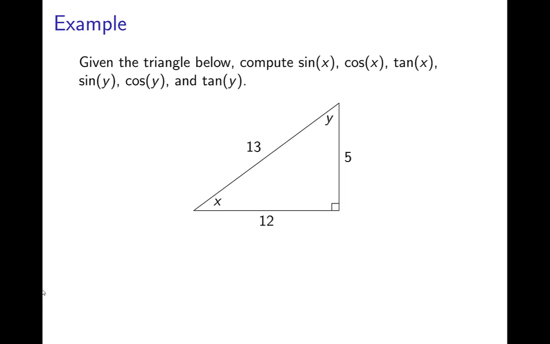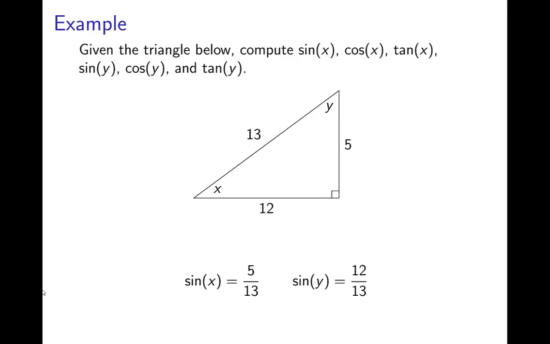So let's do an example. We will compute the sine, cosine, and tangent for angles x and y in the given right triangle. First, to compute the sine of x, remembering the SOH part of SOHCAHTOA, we find the ratio of the length of the side opposite to x to the length of the hypotenuse. The opposite side has length 5, and the hypotenuse has length 13. Thus, the sine of x equals 5/13. For y, the opposite side has length 12, and therefore the sine of y equals 12/13.